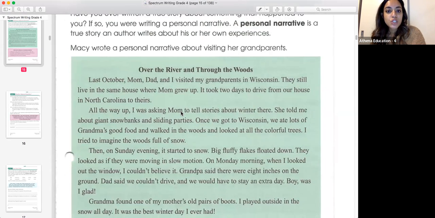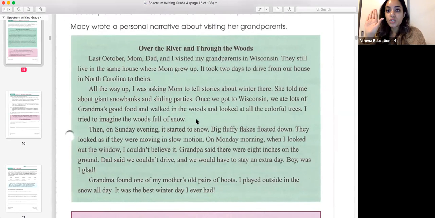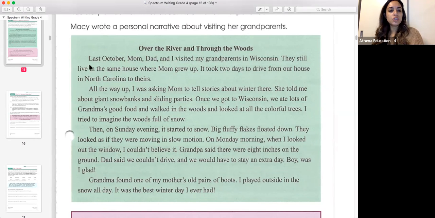Would somebody like to read our Over the River and Through the Woods story? Does anyone want to read? Raise your hand if you would like to read. Victor, you can read the first 2 paragraphs here. You're gonna stop at the word snow. Actually, just read the first paragraph. I'm going to give everyone a turn to read. So just the first paragraph, Victor.